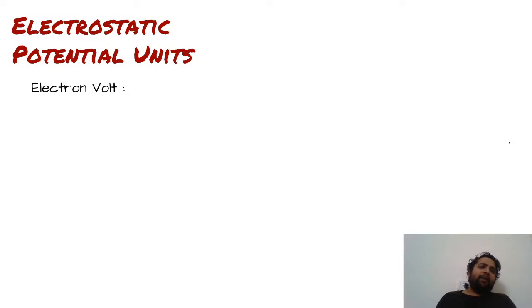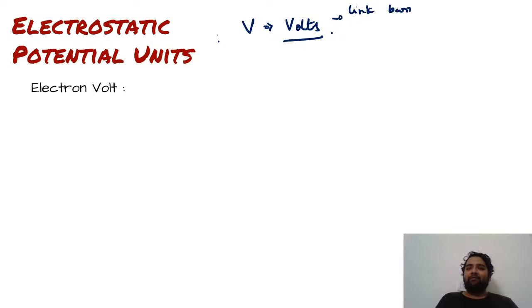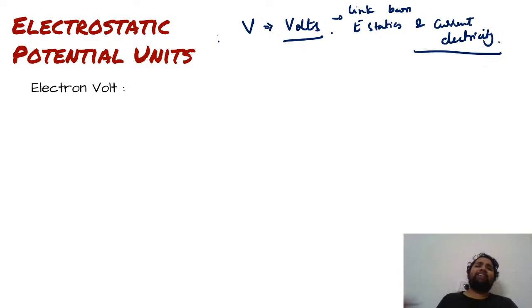Now we'll discuss the electrostatic potential unit. The unit of electrostatic potential V is volts. It is a very standard unit. This is where we are going to link electrostatics with electrokinetics, which is actually current electricity. This is the link between electrostatics and current electricity, guys. This is one wonderful concept which unifies the entire electrostatics, everything, electromagnetism. The entire thing is unified by current.